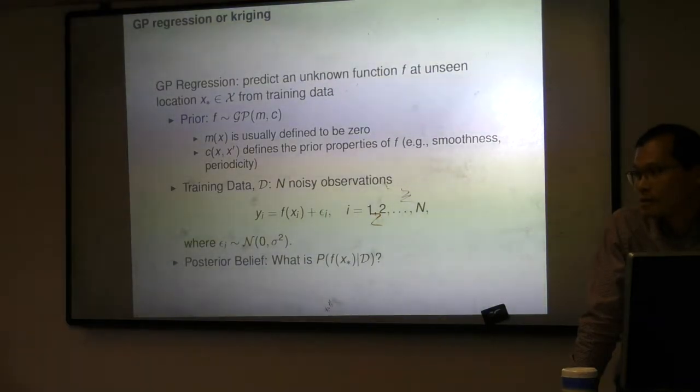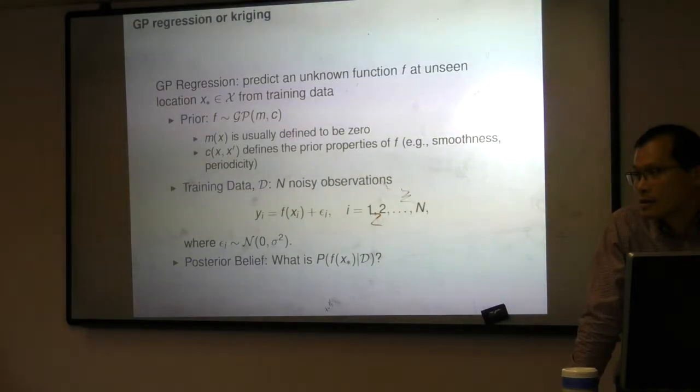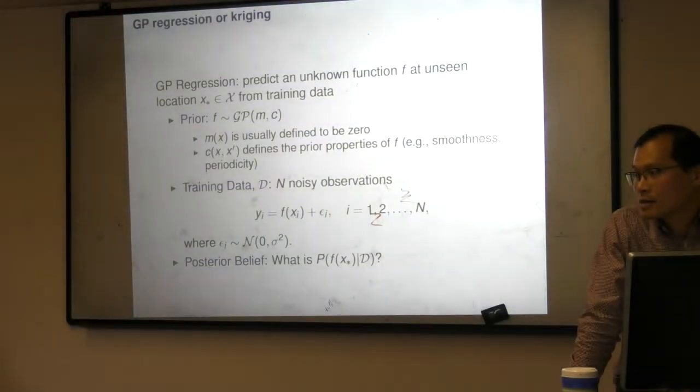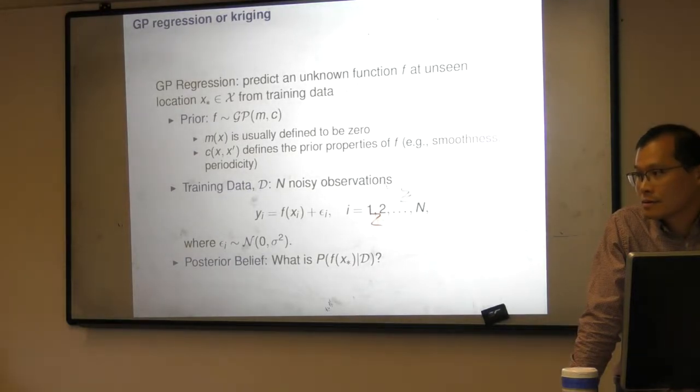But the only difference is that the underlying mechanism here is continuous. It's a process. Of course, you observe discrete observations. That's the same. Right.